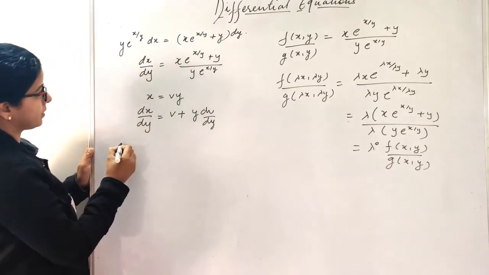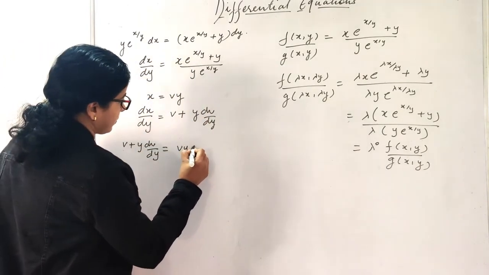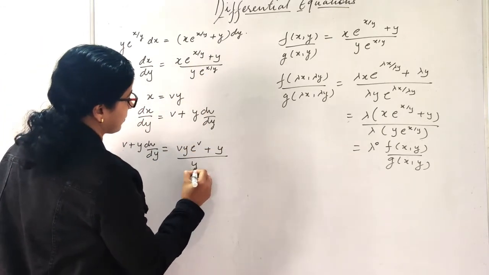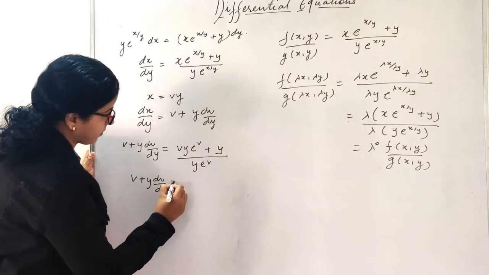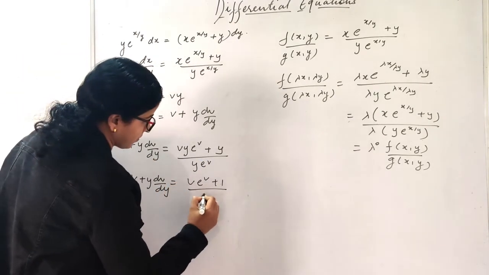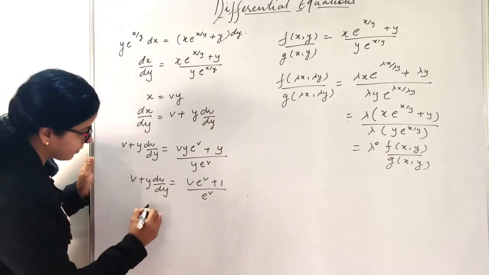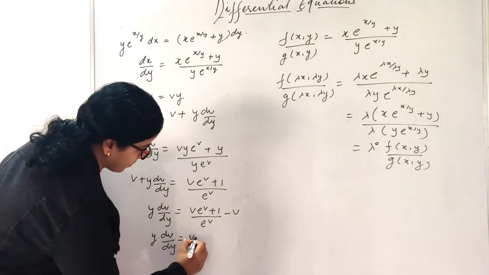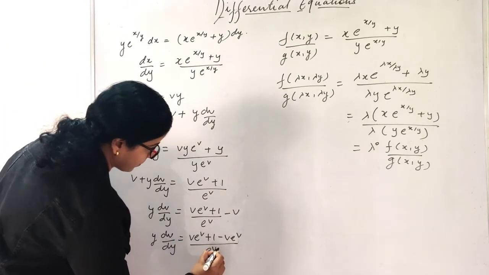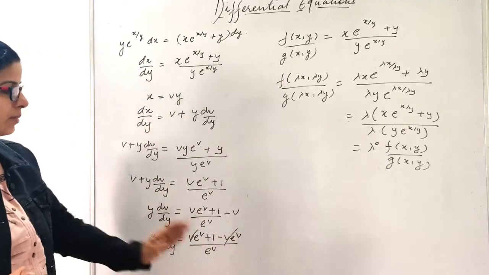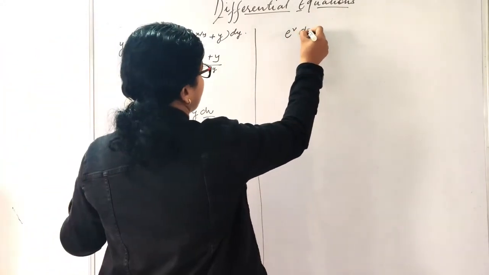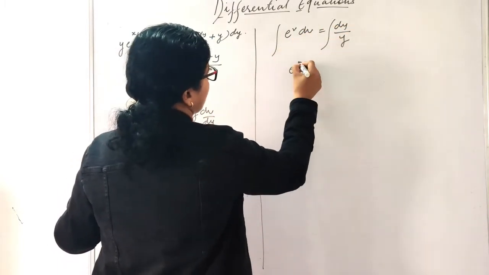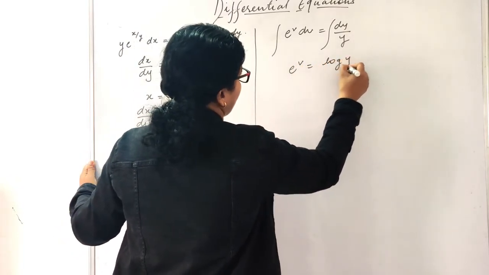Let us substitute here. See, x upon y can directly be replaced by v. Now shift this v to that side. We can further solve it. Now we will use variable separable. So it will become e^v dv is equal to dy upon y. Integrate both the sides. So e^v equals log y plus c.